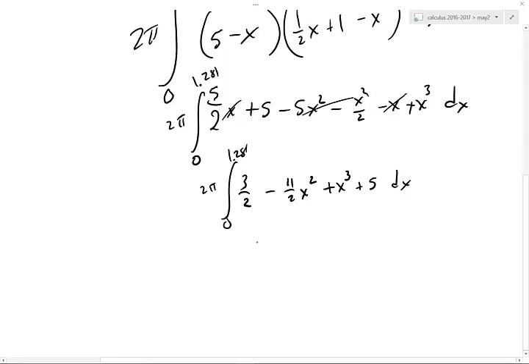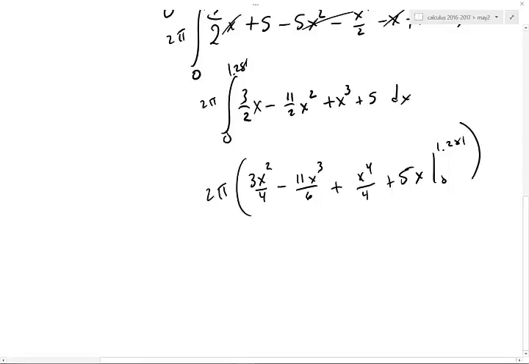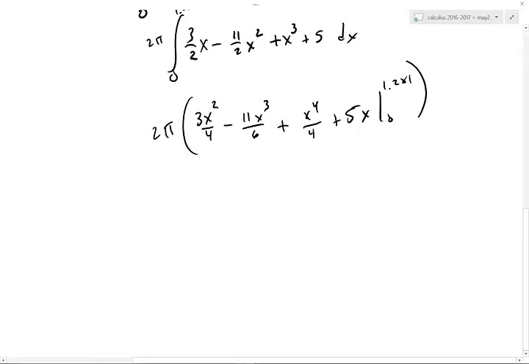So, oh dear. Shouldn't this be a 3/2 x, Mr. Groom? I feel like it should be. It is. So let's do that. So that's going to be just 3x squared over 4. Is that right? Minus 11x cubed over 6, plus x to the fourth over 4, plus 5x from 0 to 1.281. And if we plug all that mess in, we'll be home free.